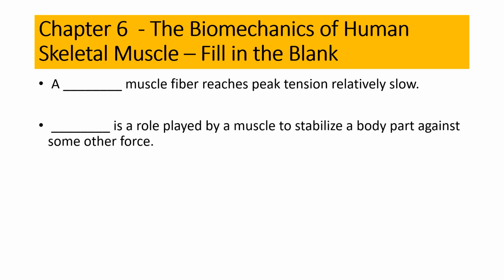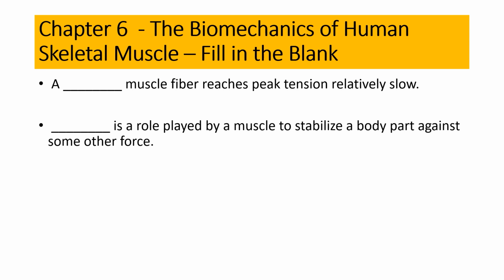We good with that? Now, what is the role played by a muscle to stabilize a body part against some other force? What do you call that muscle? From the name, right? We have the agonist and antagonist, and we have the stabilizer muscles and neutralizer muscles. So they make this movement steady. Stabilizing body parts, that's stabilizing, but neutralizing is just eliminating the effect of another muscle.